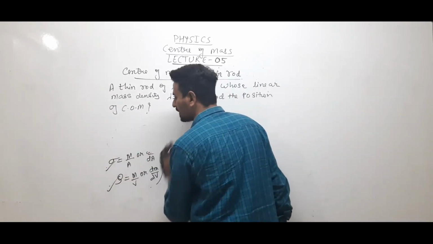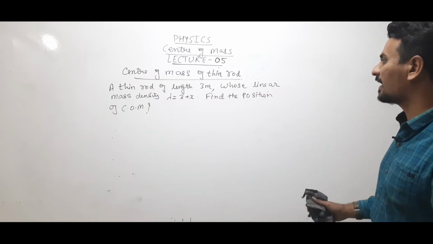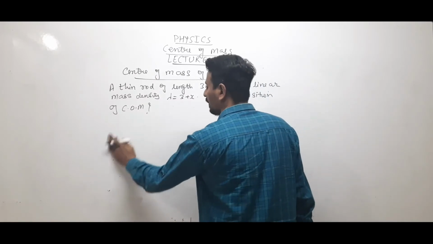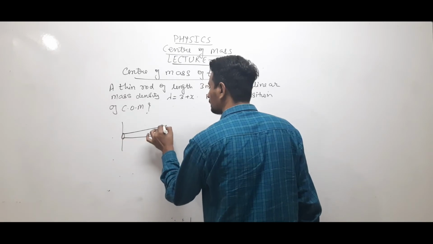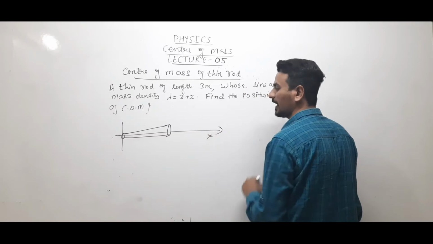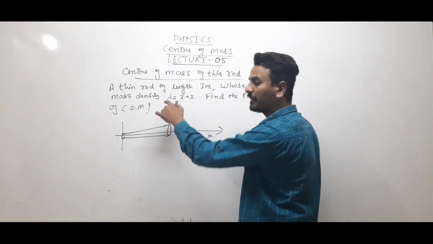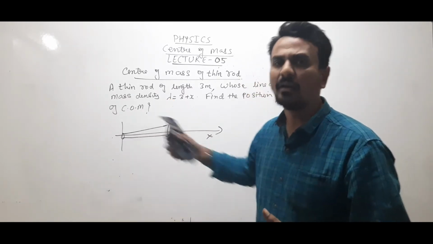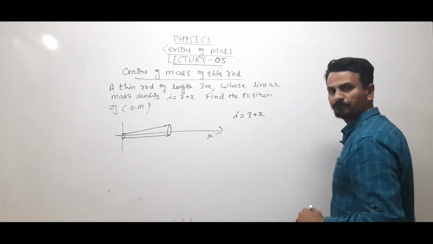Now the question is saying that I have a thin rod whose length is 3 meter and whose mass density, that means the mass inside the rod, changes according to this equation. So the rod must be non-uniform. Say this is x. This represents mass per unit length, so in a way lambda represents the mass inside the rod. This is what is given in the question.